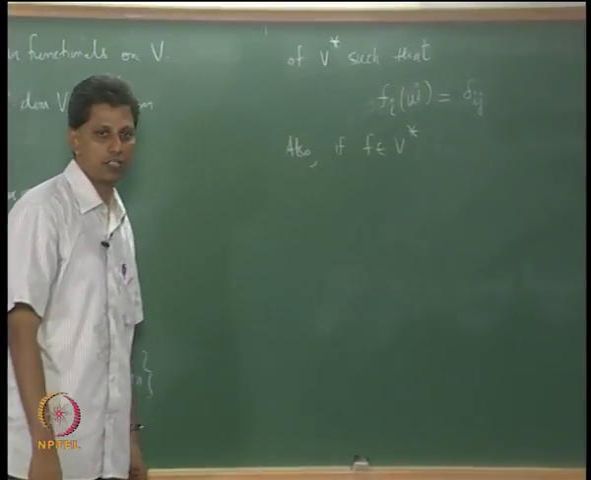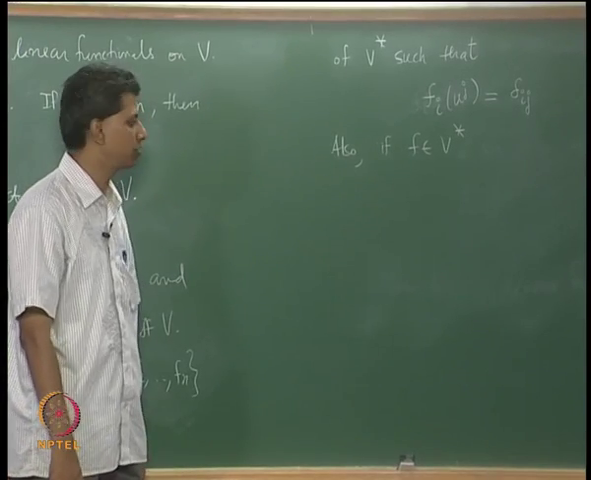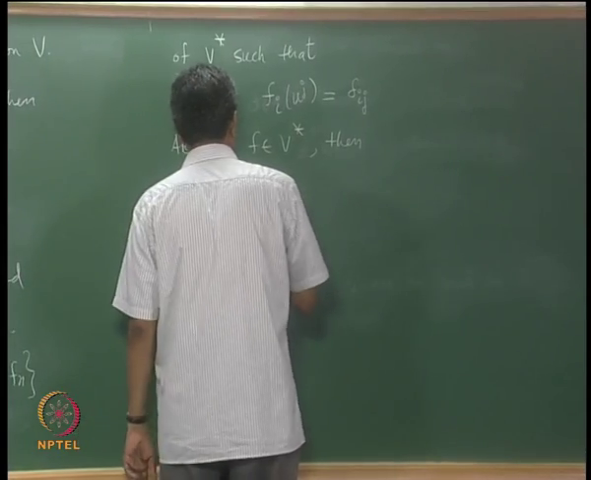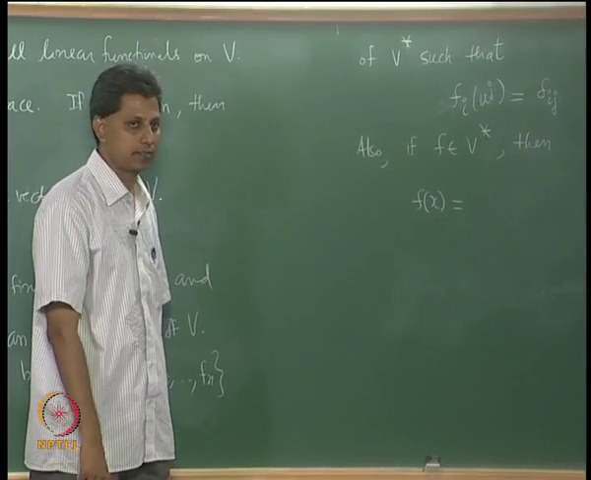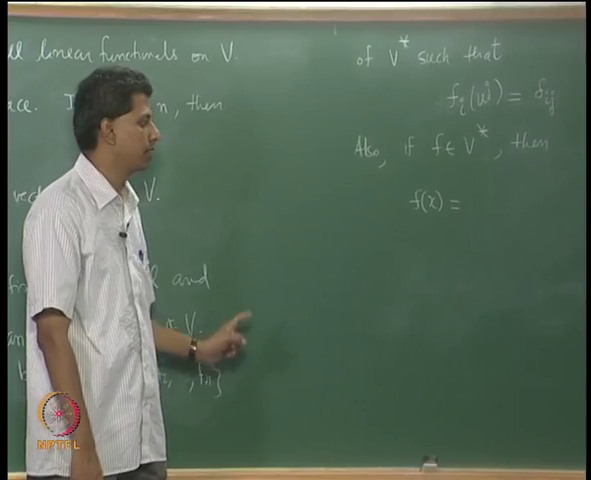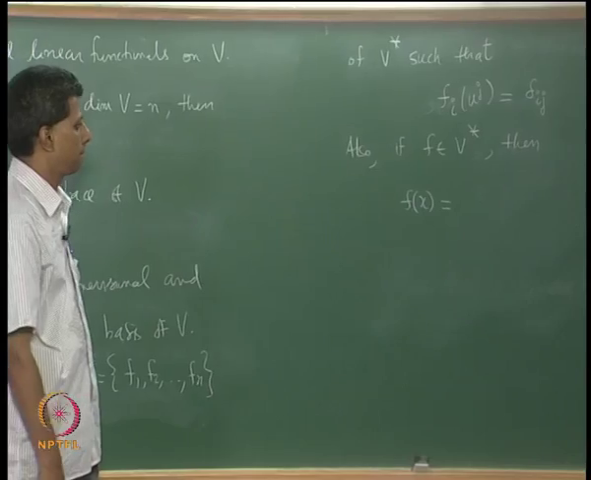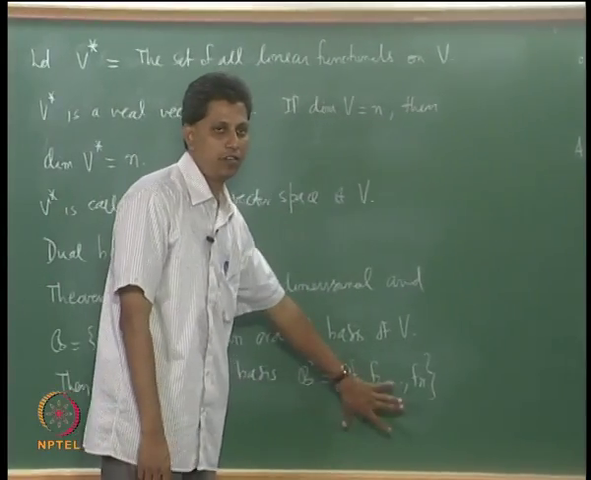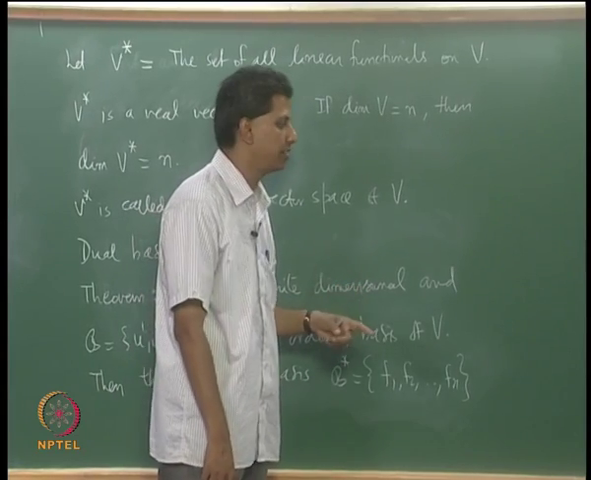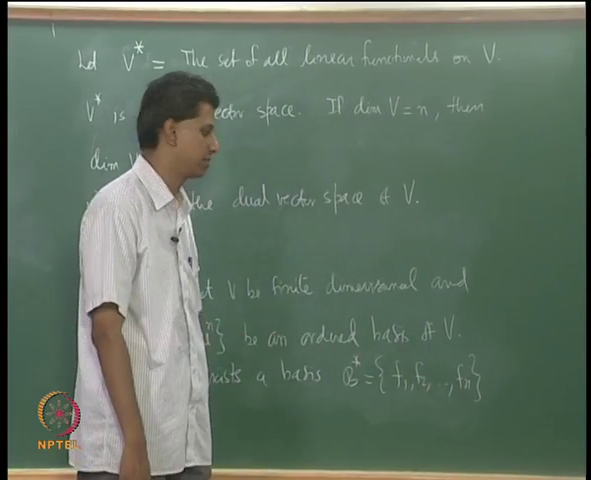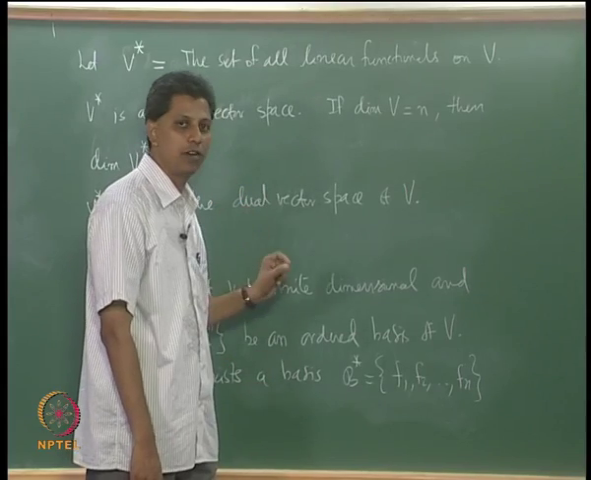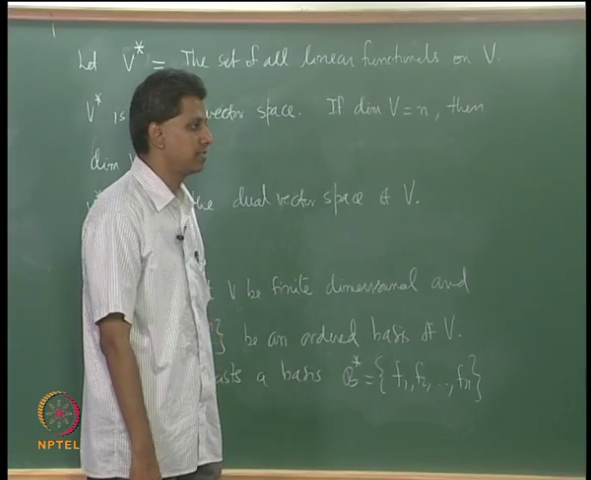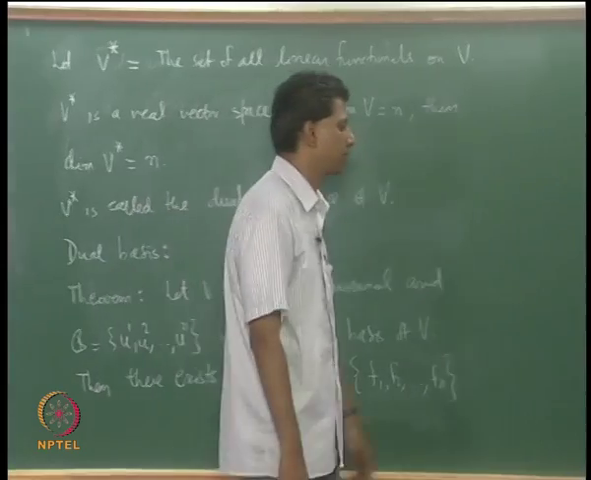You take any other linear functional on V, that is F belongs to V star. Then I can write down explicitly F of x in terms of these basis vectors F1, F2, etc. Suppose that we have proved that this is a basis of V star, then any F in V star is a linear combination of these functionals. So any F can be written as something like alpha 1 F1 plus alpha 2 F2 etc. plus alpha n Fn. In the case when we have a dual basis, the numbers alpha 1, alpha 2 etc. can also be written down immediately.